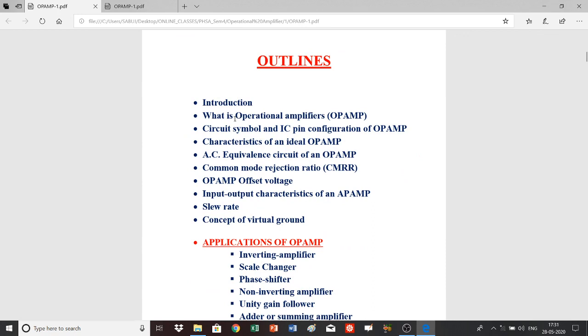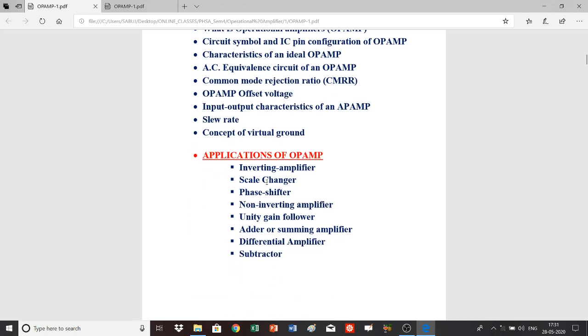Now, first introduction, then what is an operational amplifier, its definition, then circuit symbol and IC pin configuration of OPAMP. After that, characteristics of an ideal OPAMP, then AC equivalent circuit of an OPAMP. After that, common mode rejection ratio or CMRR, and then OPAMP offset voltage. After that, input-output characteristics of an OPAMP will be discussed. Then slew rate, and after that, concept of virtual ground will be discussed.